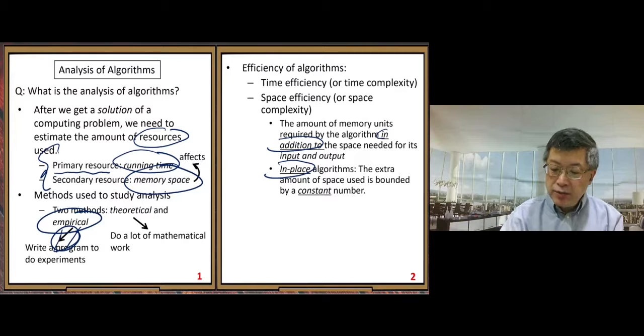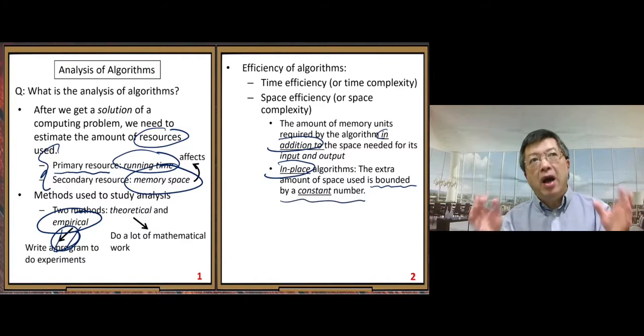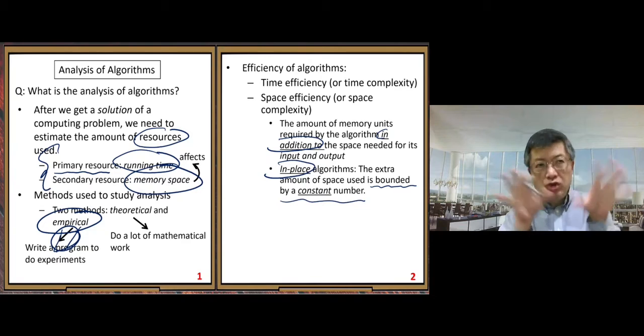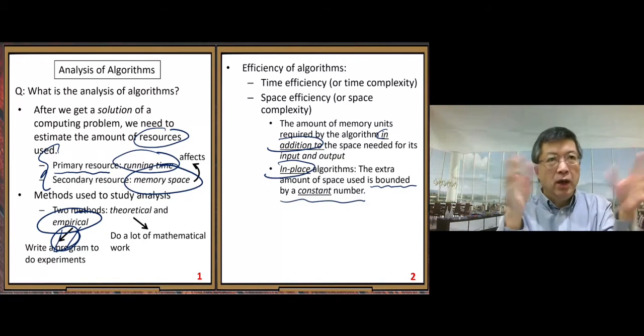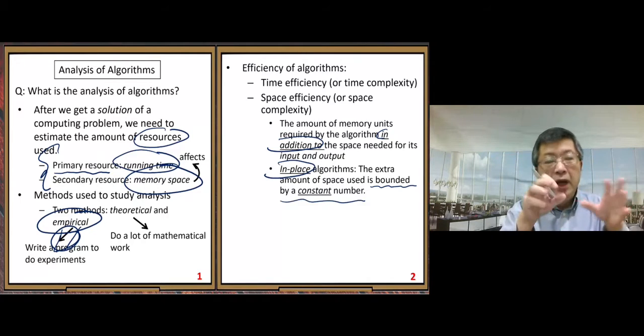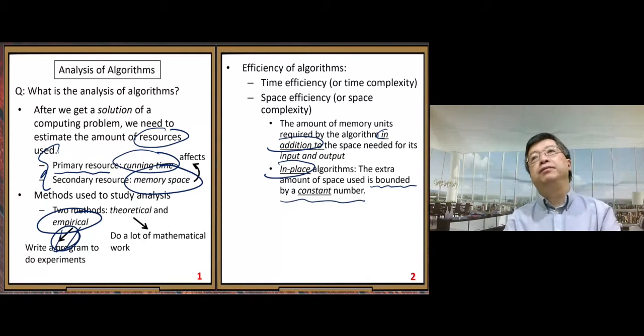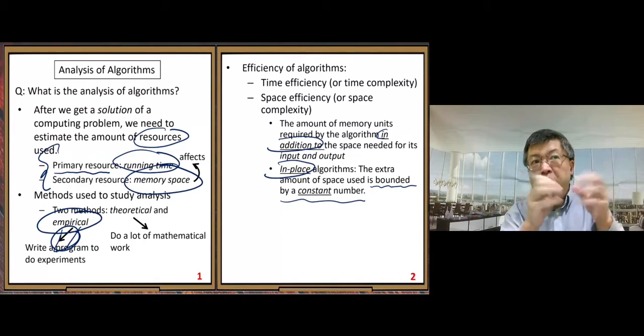Its meaning is that the extra amount of space used is bounded by a constant number. Extra space: we do not count input-output space. Other than that, you still need to use some extra space to manipulate your data. But that part of space sometimes could be pretty big.